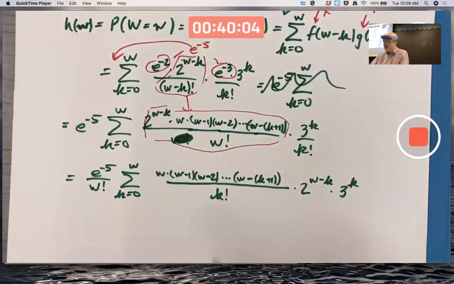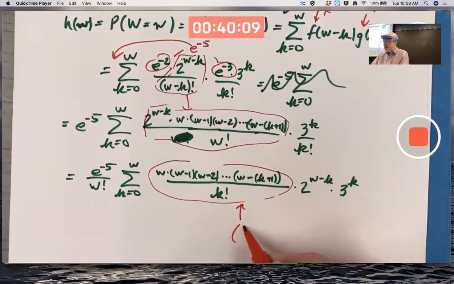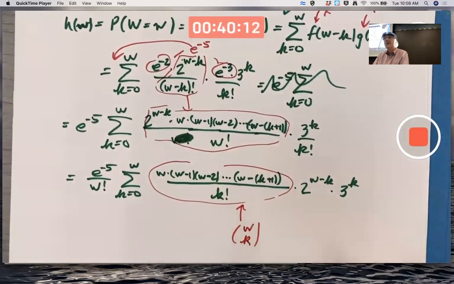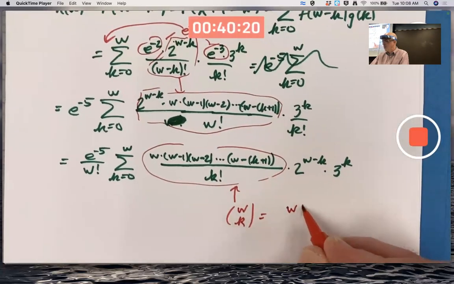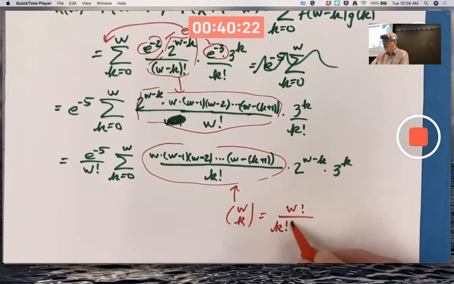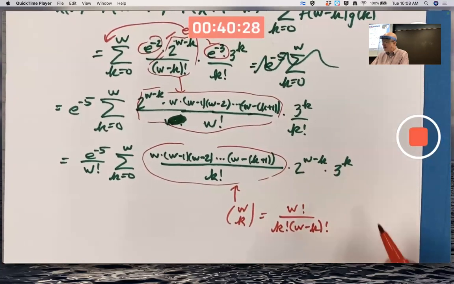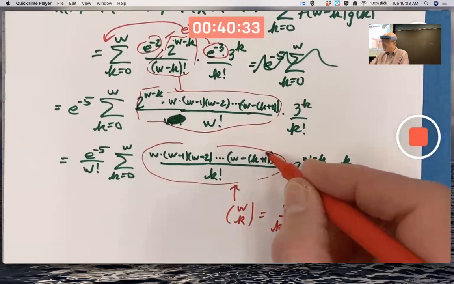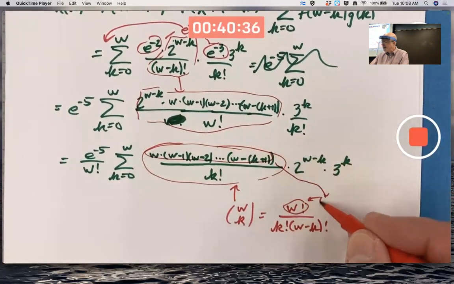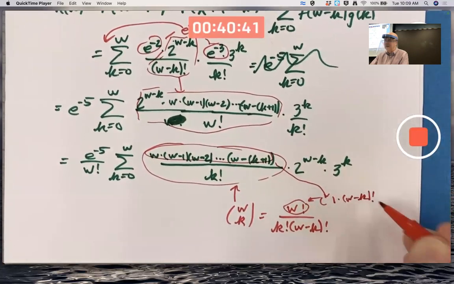This thing right here is W choose K. It may not look like it because you think of W choose K as W factorial divided by K factorial times W minus K factorial. But those are the same thing, because W factorial is the same as all this stuff on the top times W minus K factorial, and the W minus K factorials can cancel.